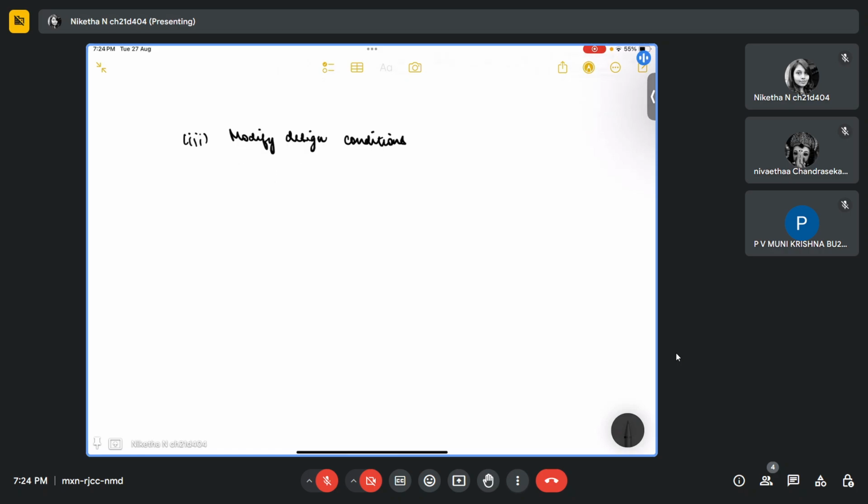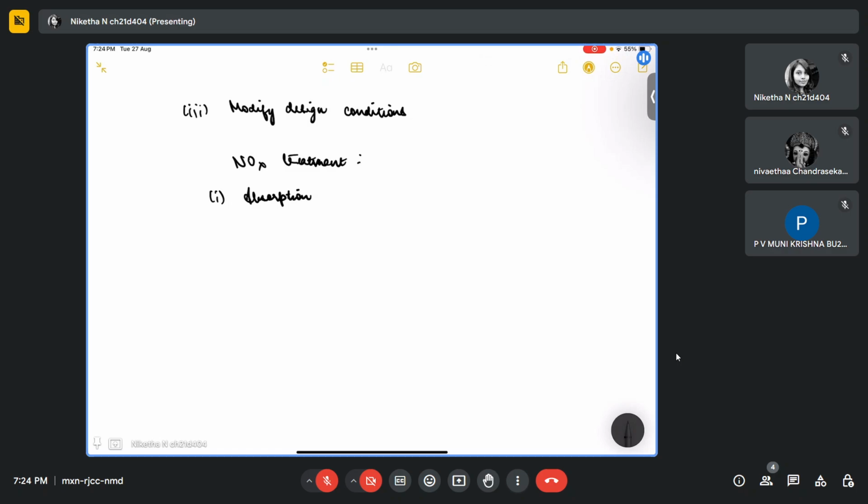And once the NOx gas is formed, for treatment we can use one of the following methods. The first one is absorption. So absorption, like I said, it is a bulk phenomenon. So here we'll use a lime slurry.